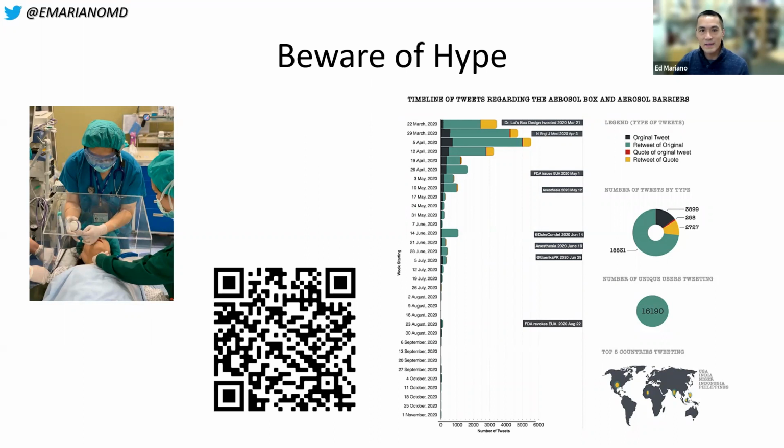A good example of this was the aerosol box that was very popular at the very beginning of the COVID-19 pandemic. You can see from the bar graph that there were thousands of tweets per day referencing this aerosol box. And then we had studies published subsequently using simulation design that showed that the aerosol box actually did not decrease the risk of aerosol contamination. And so much of that hype tended to die out.